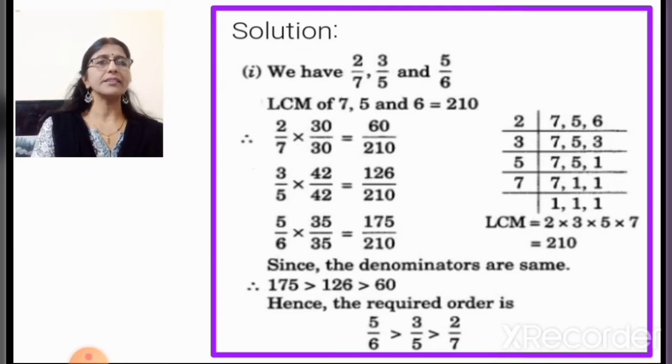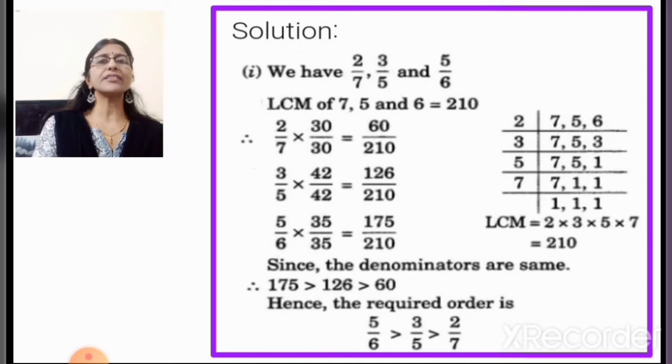Now LCM is, you have to multiply all these prime factors by which we have divided these numbers. So they are 2, 3, 5 and 7. So we'll multiply. 2 into 3 is 6. 6 into 5 is 30. And 30 into 7 is, you know that, 3 7s are 210. Now, we will write down this 210 as the LCM of 7, 5 and 6.